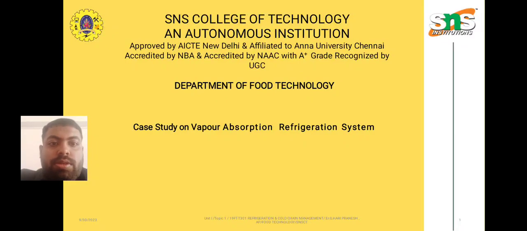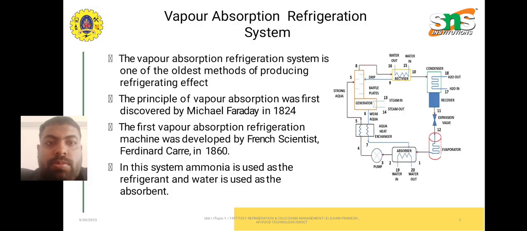Now I am going to present a case study on vapor absorption refrigeration system. The vapor absorption refrigeration system is one of the oldest methods of producing refrigeration effect. The principle of vapor absorption was first discovered by Michael Faraday in 1824. The first vapor absorption refrigeration machine was developed by French scientist Ferdinand Carré in 1860. In this system, ammonia is used as the refrigerant and water is used as the absorbent.